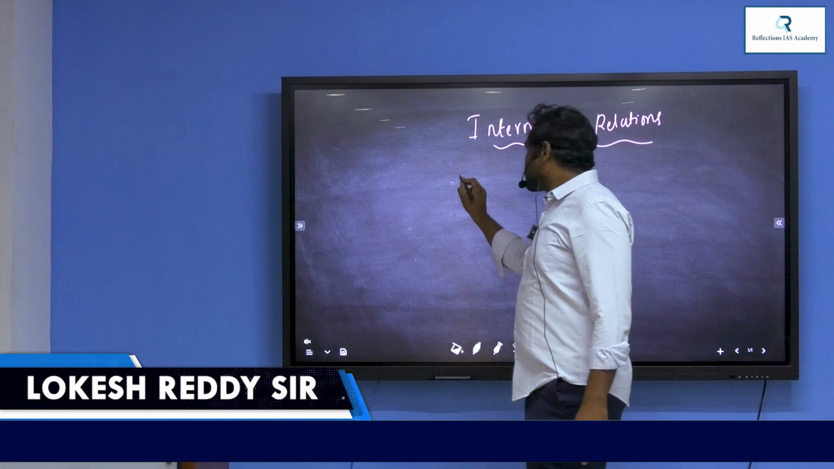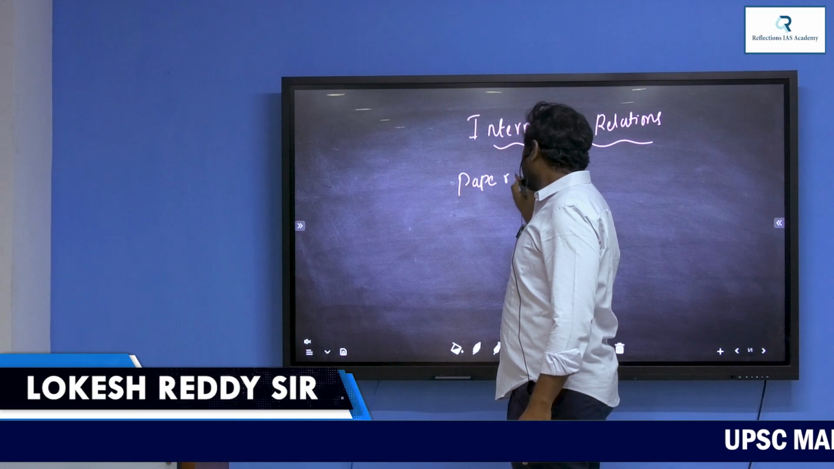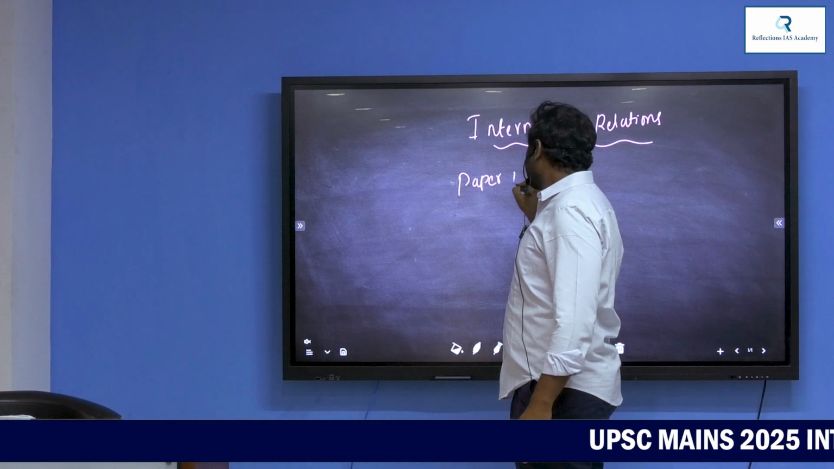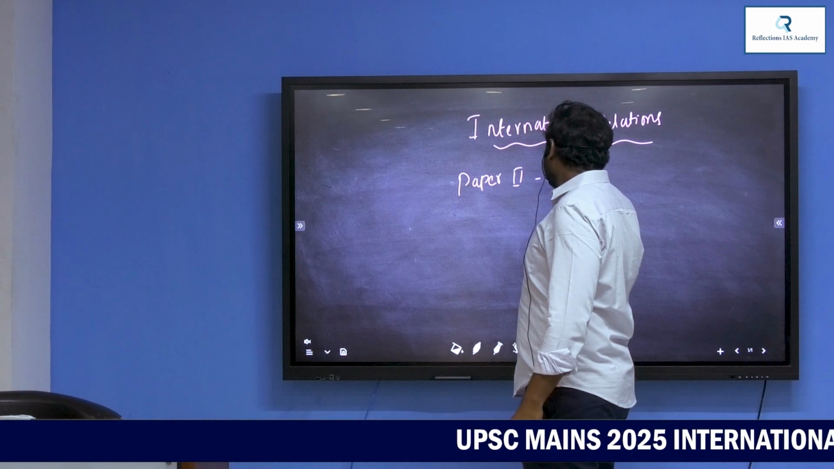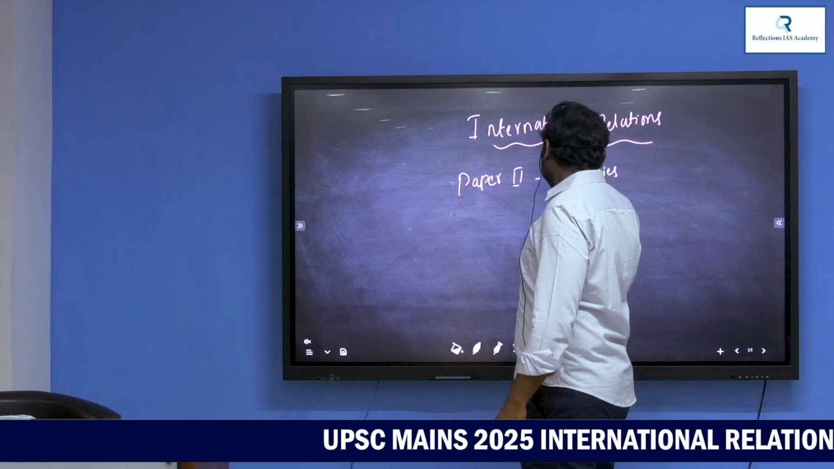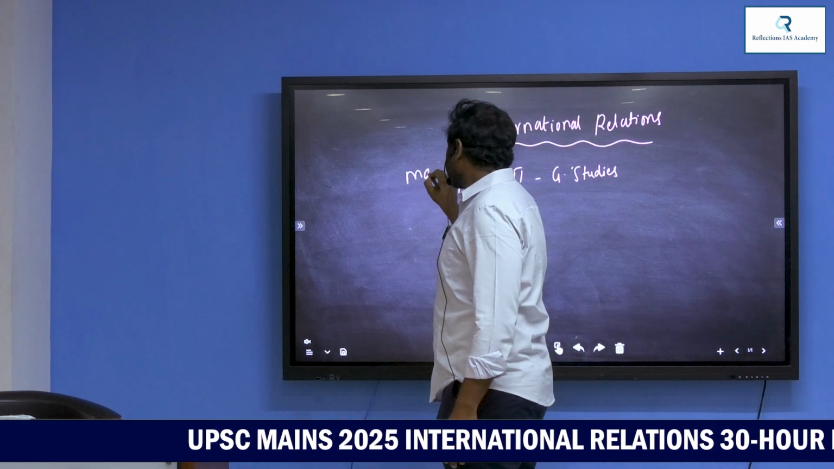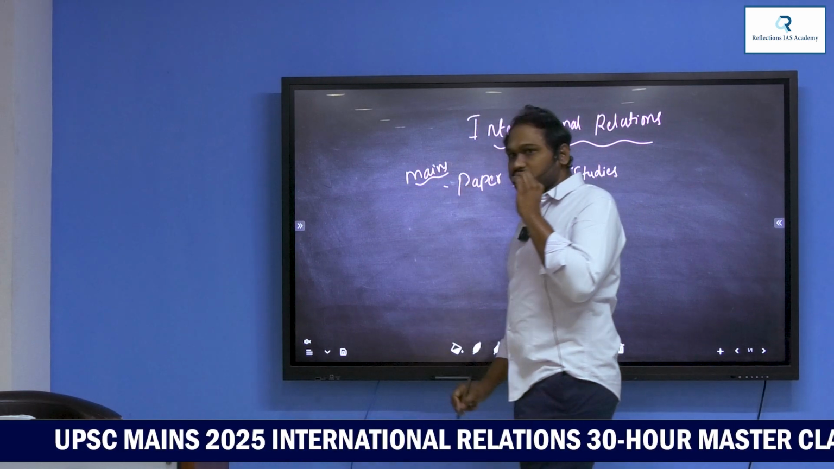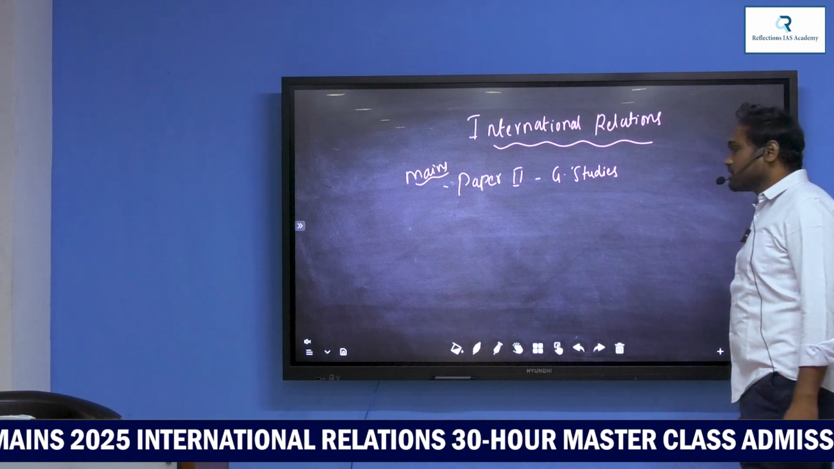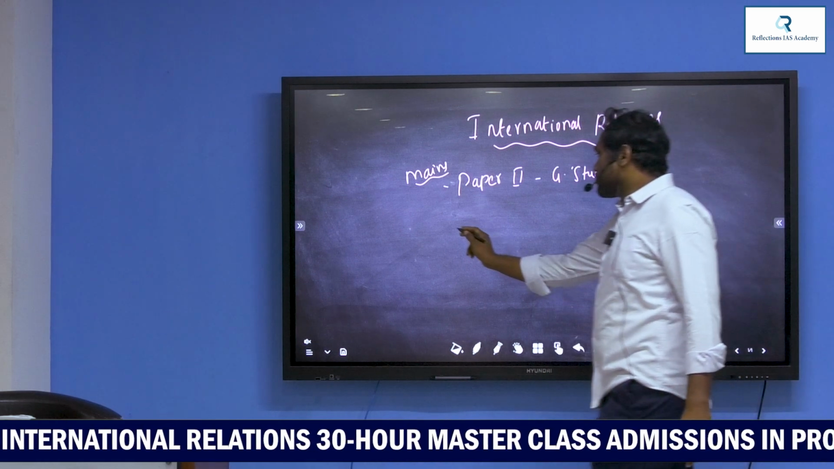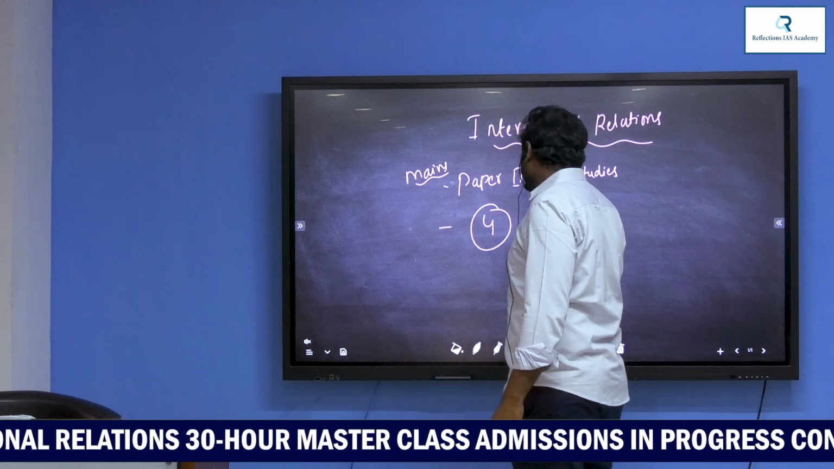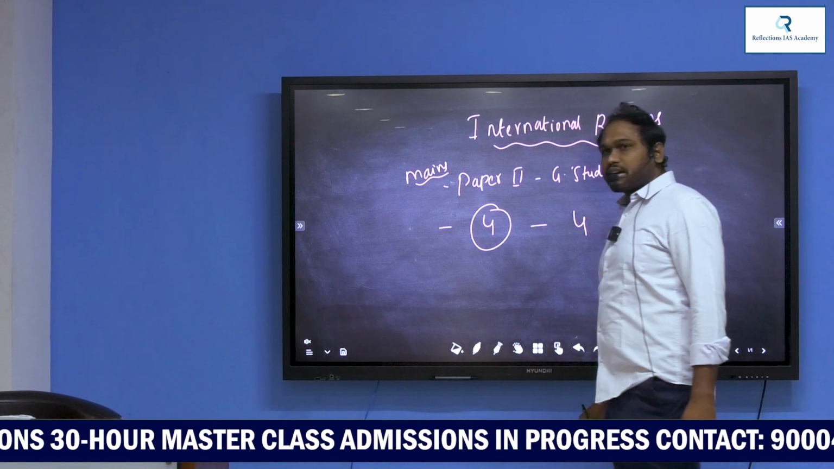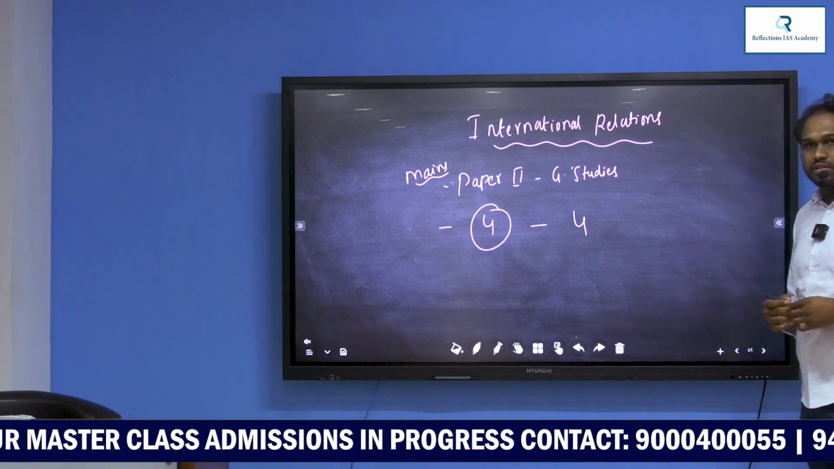So, international relations, part of paper 2, general studies. With respect to mains, you have it in paper 2, general studies. Although you have 4 components in the syllabus, you get at least 4 questions. Conventionally, every year we are getting 4 questions.